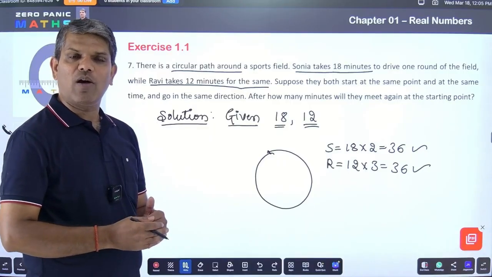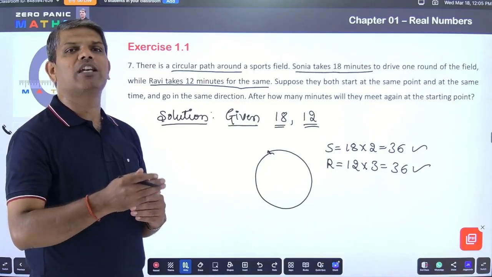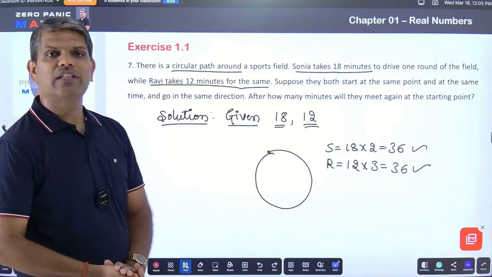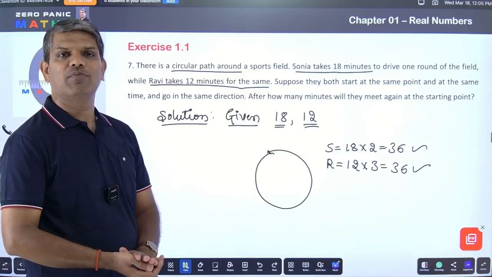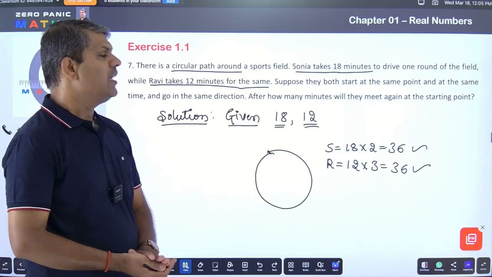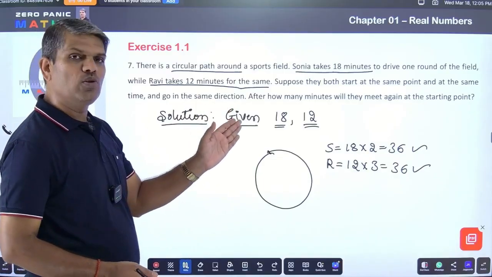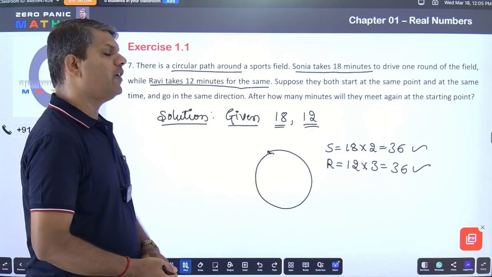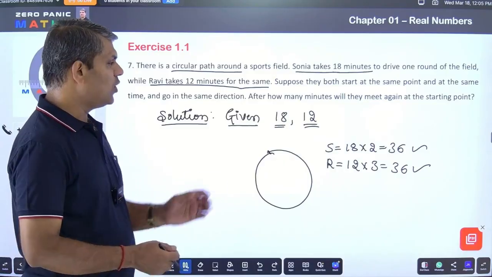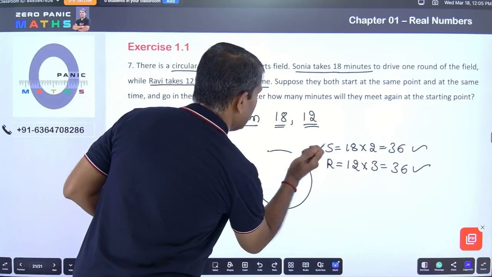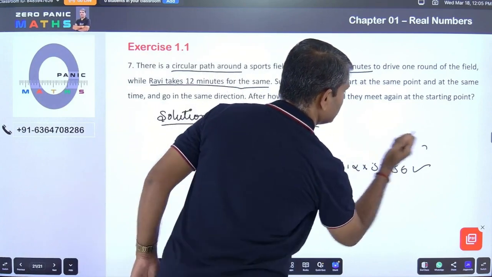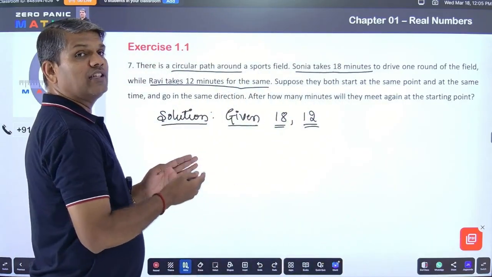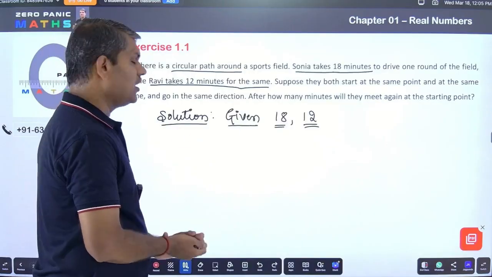Okay, and that common point is actually the least common multiple. Okay, least common multiple of 18 and 12. What is least common multiple? It is LCM of 18 and 12. Okay, so actually this problem is to find out the LCM. They are not directly saying that to find out the LCM of 18 and 12. Okay, so let us find out the LCM of 18 and 12. That will be the answer. And let us see whether the LCM of 18 and 12 comes up to 36 only.